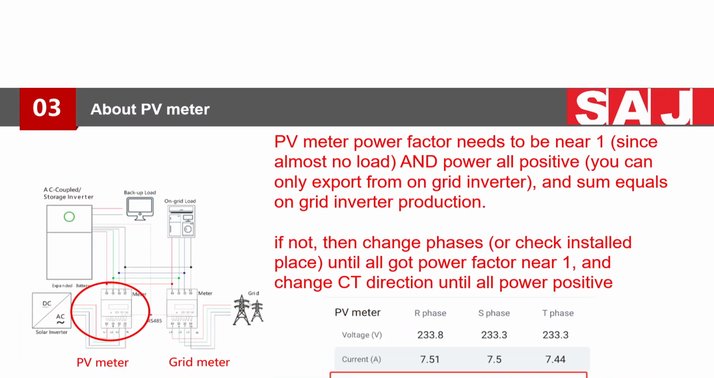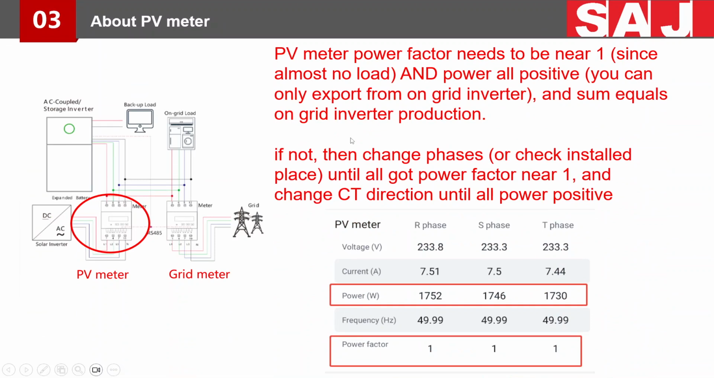Troubleshoot the PV meter. The PV meter power factor needs to be near 1 and positive, because you always get power from the solar inverter, you never send any power to it. So the power factor needs to be 1.